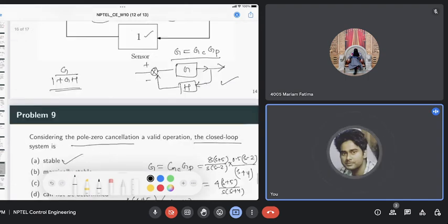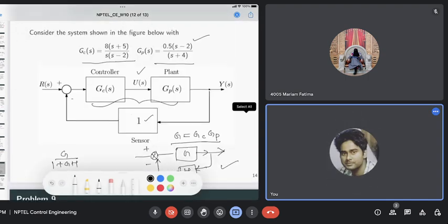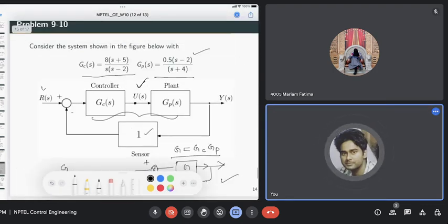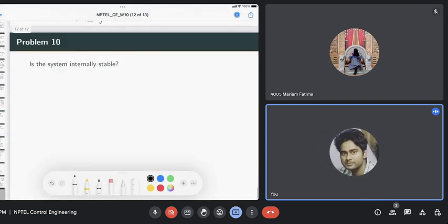For that, what we will find is the signal at this point, u. The transfer function from this r to u. This is an internal signal, and we will see whether the closed loop transfer function from r to u is stable or not. That means whether all the poles of that transfer function are located in the left half plane or not. So we will find U by R.